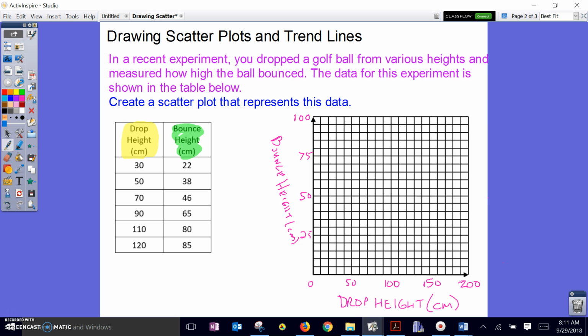All right, now it's just a matter of plotting these points. I want to plot the first point, 30, 22. So I go over to 30 and up to 22.